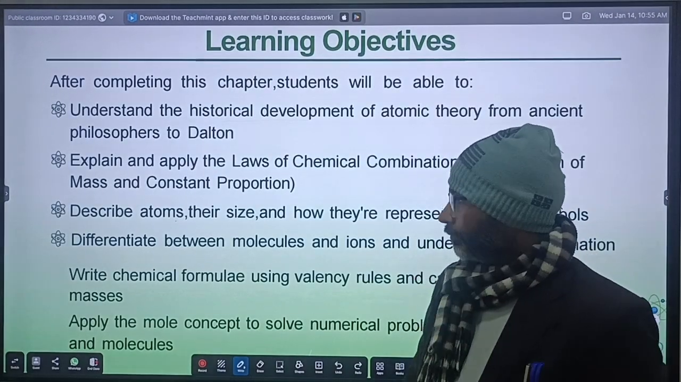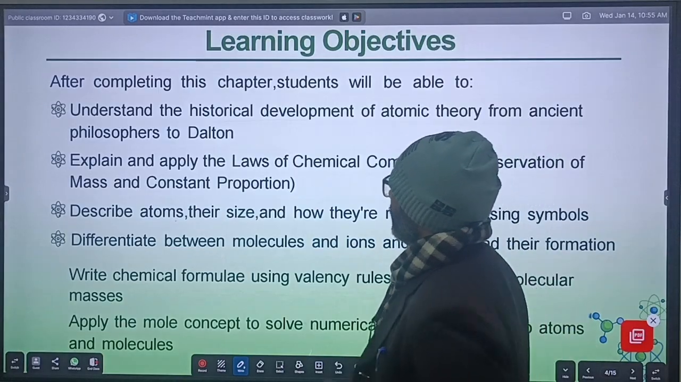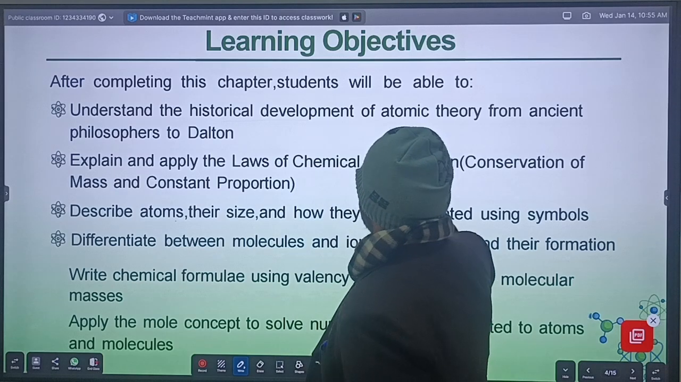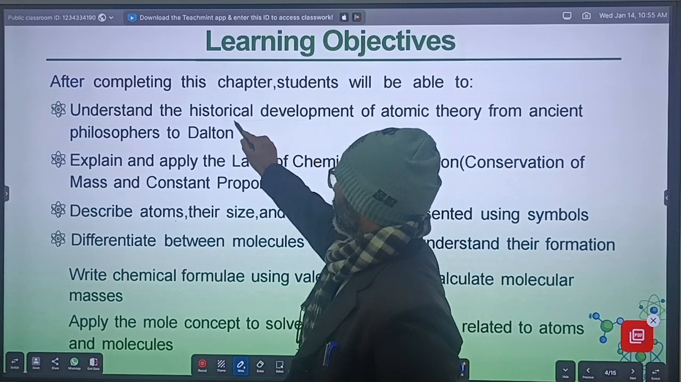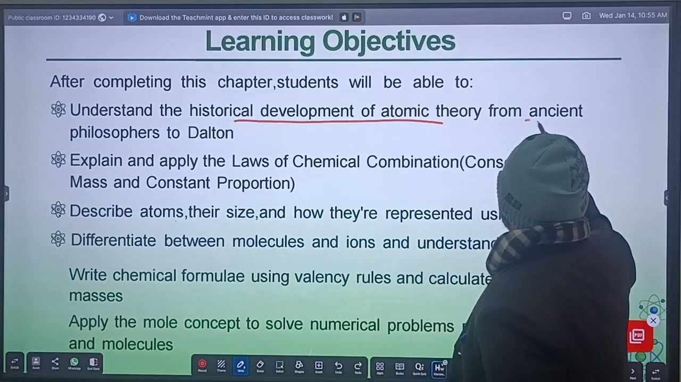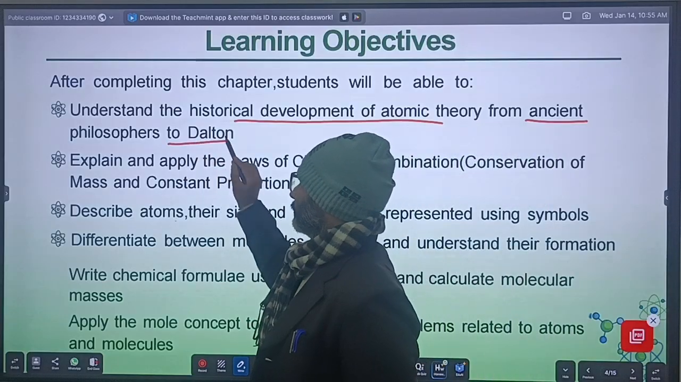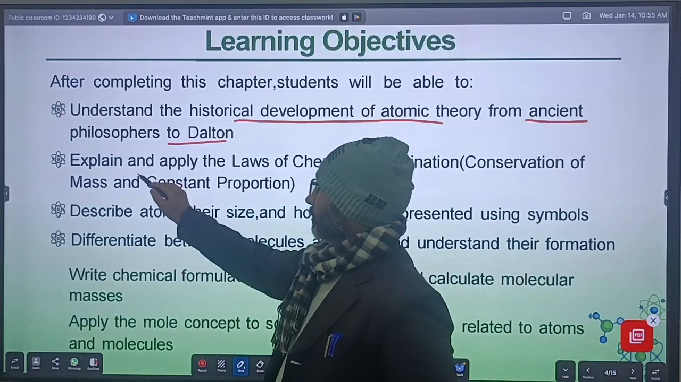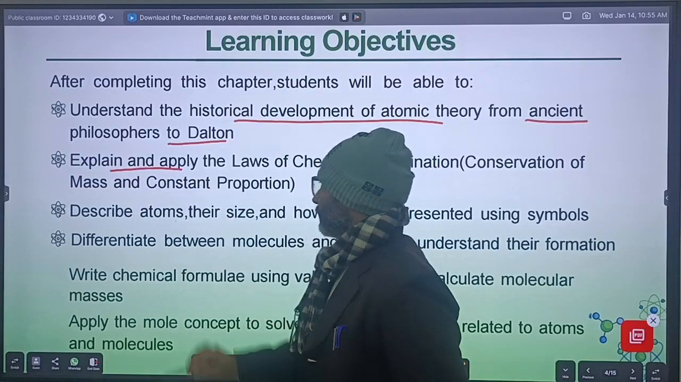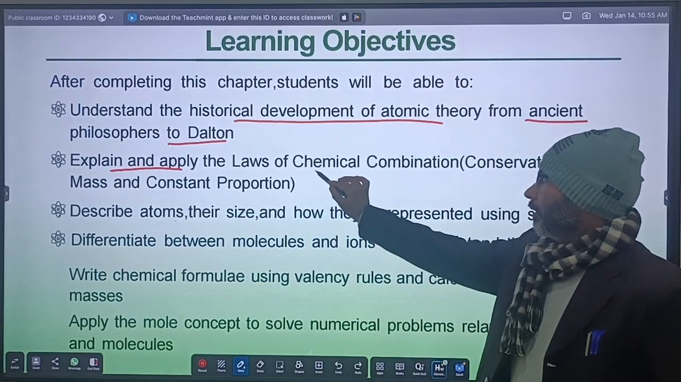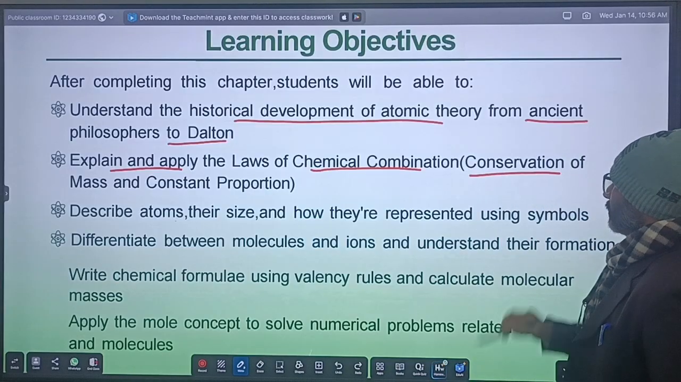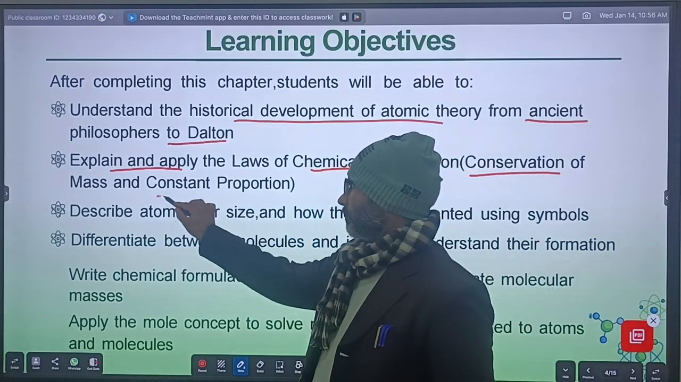What are the learning objectives? After studying this chapter, we will be able to understand the historical development of the atomic theories, from ancient to Dalton. We can explain and apply the laws of chemical combination. What are the laws of chemical combination? The law of conservation of mass and the law of constant proportion.